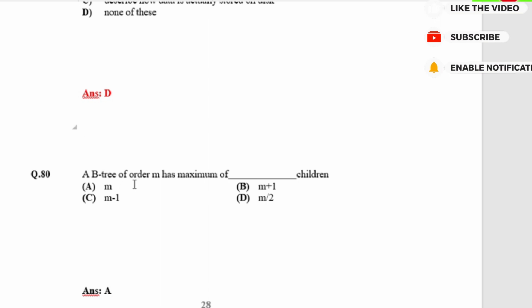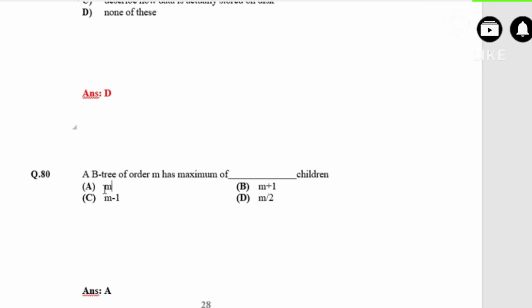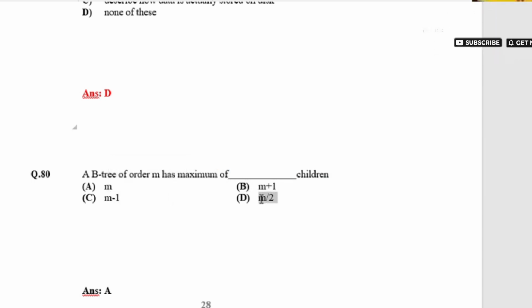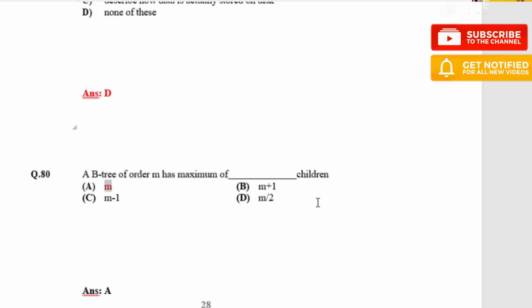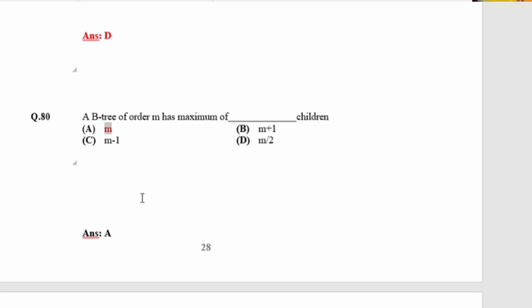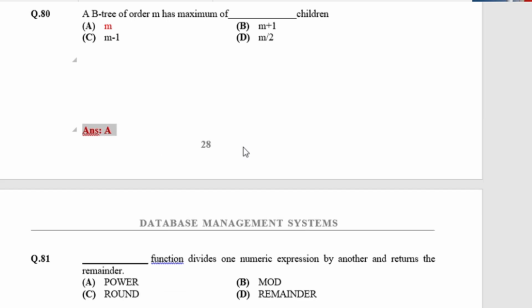Next one: a B-tree of order M has a maximum of blank children. A, M. B, M minus 1. C, M plus 1. D, M over 2. Then the possible answer is M, the number of children, since a B-tree of order M has a maximum of M children. Then the possible answer is A.